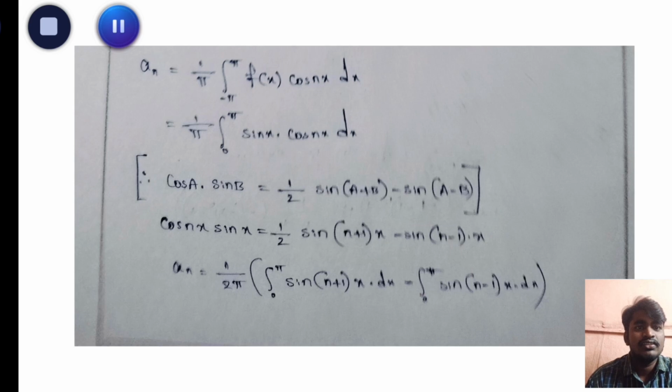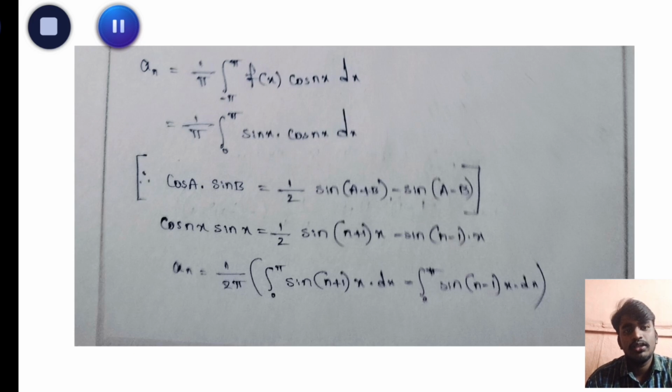Here the formula of cos A into sin B equals half into [sin(A + B) − sin(A − B)]. So cos nx into sin x equals half [sin((n + 1)x) − sin((n − 1)x)].